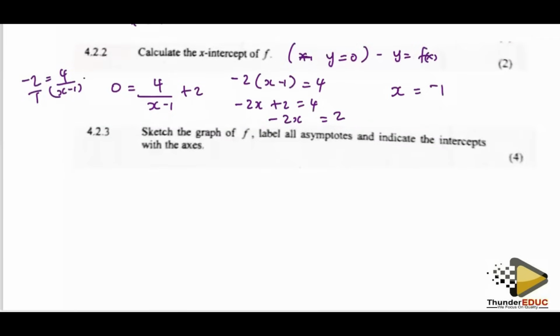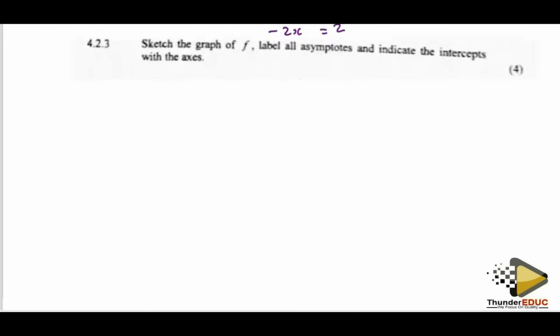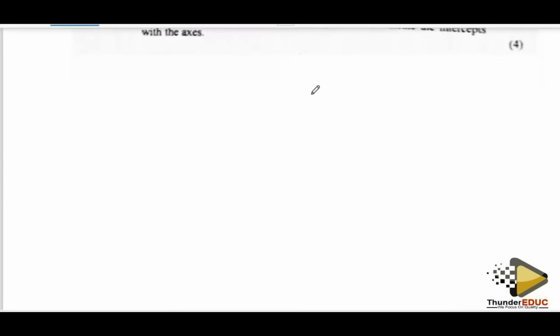Then they want us to sketch. It's 4 marks, guys. You cannot just throw this away. There are people who be like, when I see sketching, skip. Guys, these marks are for grabs.